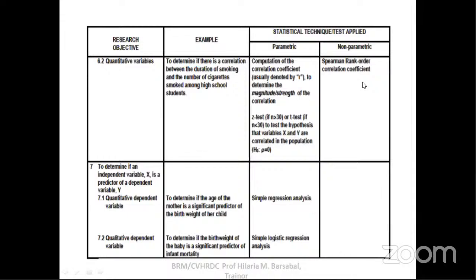But if it is non-parametric, you still can compute the correlation coefficient because you are asked to determine the correlation. In this case, you can use the Spearman rank order correlation coefficient test. That is if it is non-parametric.